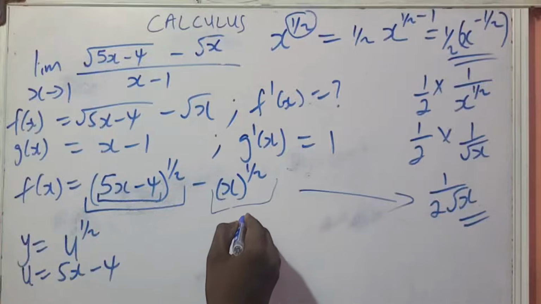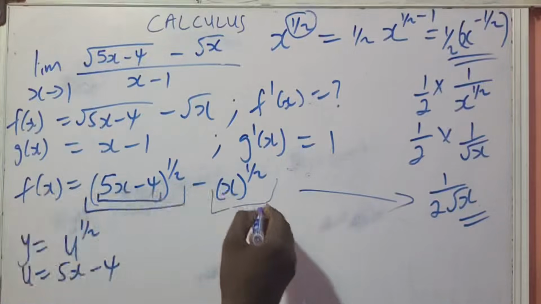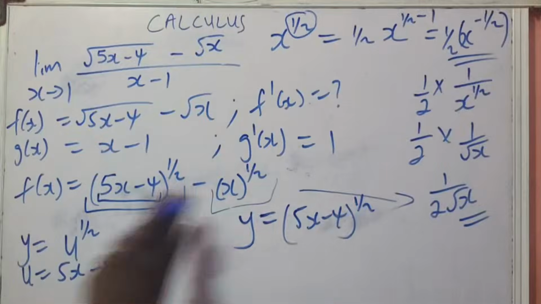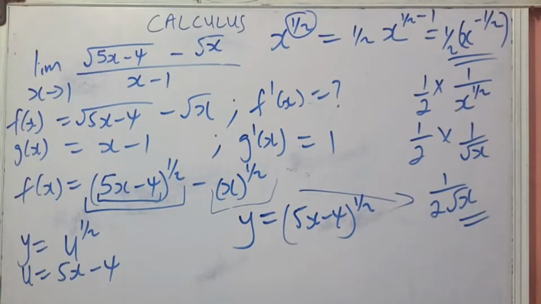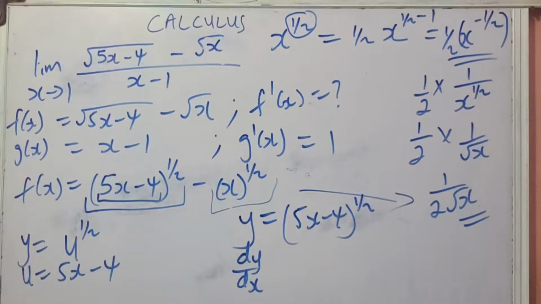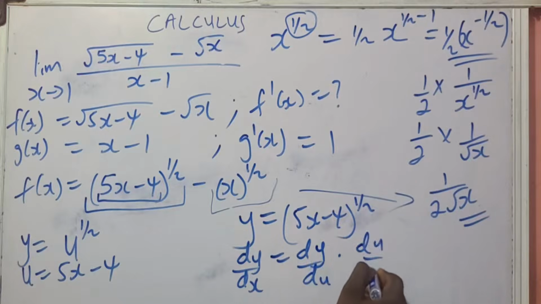Look at what we had before. f of x was Y. We had f of x equals 5x minus 4 raised to power 1 over 2. This was what we called f of x, Y. It's still the same thing. We wanted to find dy over dx. We wanted to differentiate this Y. That was what we wanted to find. This was where the problem was. So what chain rule says is that if you have a function like this, dy over dx will be equal to dy over du times du over dx.